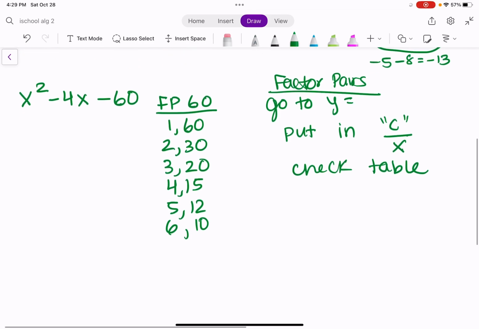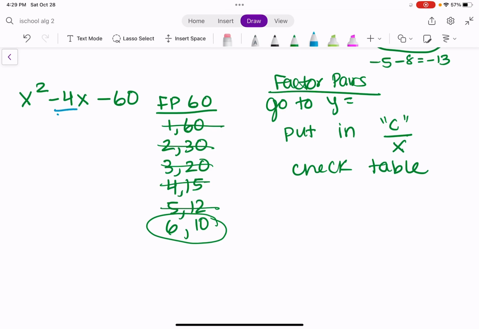So again, you want to think to yourself, which of these factor pairs can give you 4? 60 plus 1 is 61. 60 minus 1 is 59. No. 30 and 2, there's just no way that can give you 4 if you add or subtract. Same with 20 and 3. 15 plus 4 is 19. 15 minus 4 is 11, so no. 12 minus 5 is 7. 12 plus 5 is 17. So 10 and 6, well, if I subtract those, that definitely gives me 4.